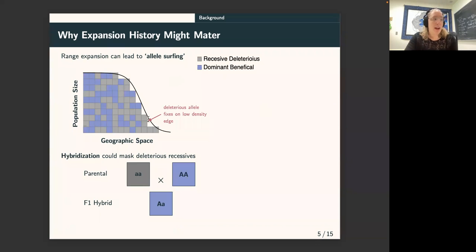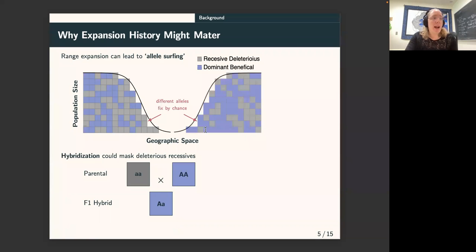So you might imagine that this gray recessive deleterious allele fixes on the range edge due to increased drift. But what happens when we have secondary contact hybridization is that we actually have two scenarios of allele surfing going on. And in some loci in the genome, the recessive allele will fix in one parental population, and the corresponding dominant beneficial allele will fix in the other population.